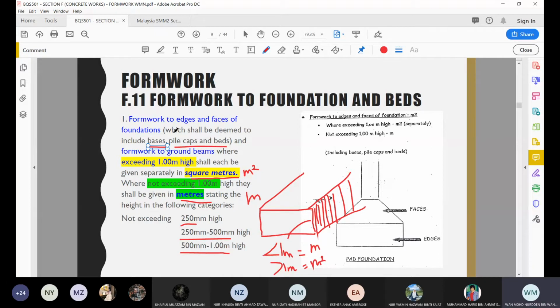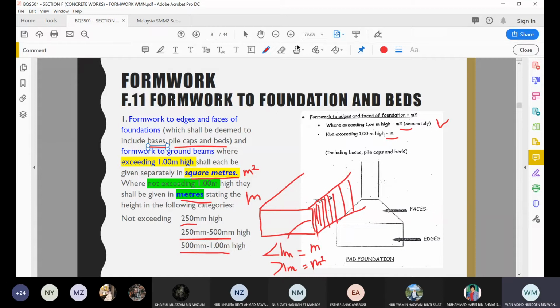Okay, so juga formwork to edges and faces of foundation, shall be deemed to include bases, parquet, and beds, and formwork to ground beam where exceeding 1 meter high shall each be given separately in square meter. Ni dah ada dah kat sini. Exceeding 1 meter high, meter. Kalau exceeding 1 meter high, meter square. Including bases, parquet, and beds. Maksudnya termasuk sekali.